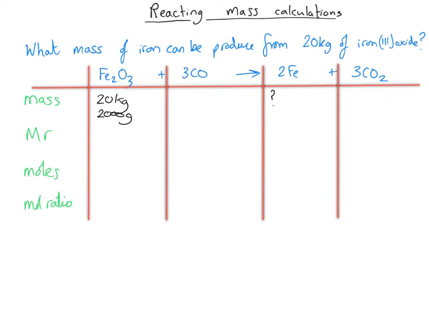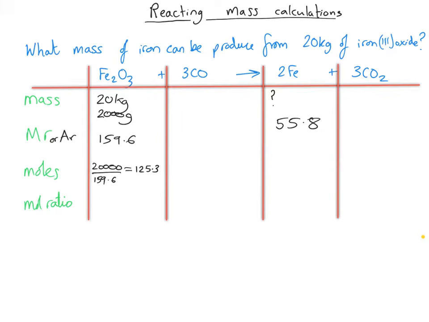We need to be able to calculate the MRs of things. So the AR of iron is just 55.8. So really this is MR or AR, depending on what's appropriate. And then for iron oxide, we need to add up the 2 lots of 55.8 for iron and 3 lots of oxygen. And this gives us our answer here. And so to calculate the moles, we need to do mass 20,000 grams divided by the MR that we've just calculated. And when we do that, we get our answer for the number of moles.